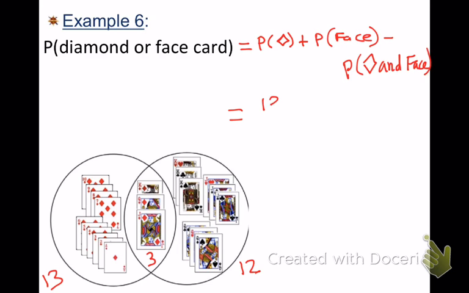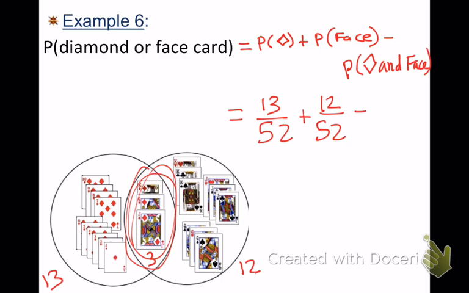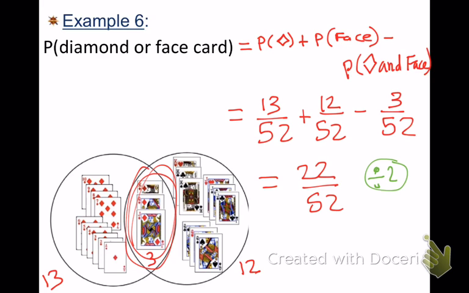So diamonds, we said we have 13 out of 52. Face cards, we have a total of 12 out of 52. And the ones that are both, the ones in common, are 3 of them, which we counted twice, so we have to subtract it once. Which gives us, that's 25 minus 3 is 22 out of 52. We're going to reduce this by dividing by 2, because it doesn't divide by 4 in this case. And we're going to get 11 out of 26 as our final answer.